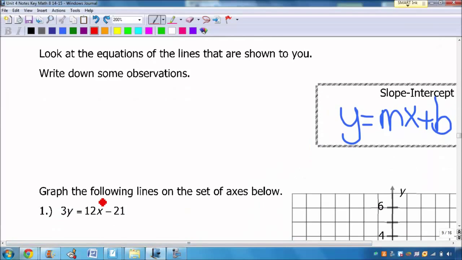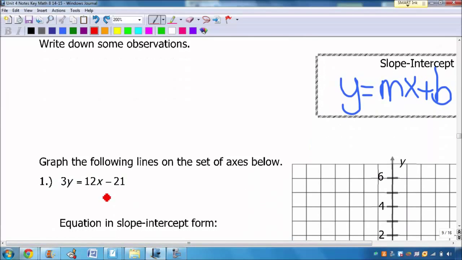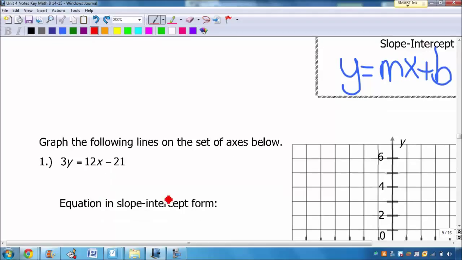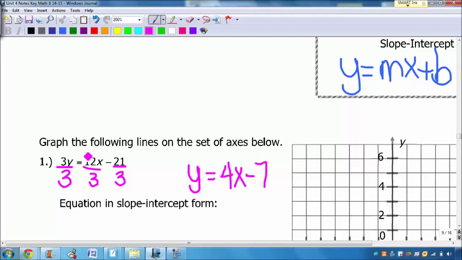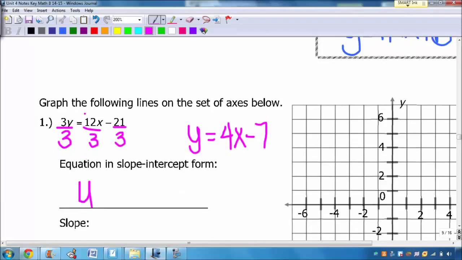In number 1, graph the following lines on the set of axes below. So the first thing we need to do is get it in slope-intercept form where the y is by itself. So here the y is not by itself, but it's really easy to get the y by itself. All I have to do is divide everything by 3. So divide by 3 here, divide by 3 here, and divide by 3 here. You end up getting y equals 4x minus 7, because 12 divided by 3 is 4, and negative 21 divided by 3 is negative 7. So your equation in slope-intercept form is y equals 4x minus 7 because the y is by itself.